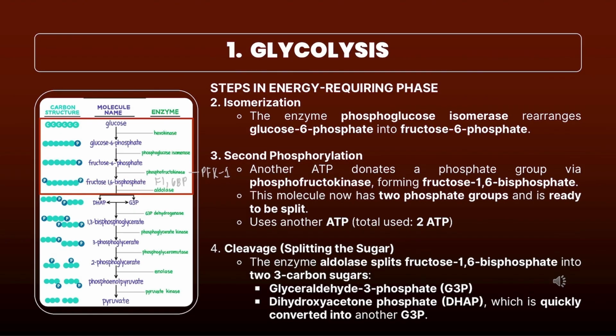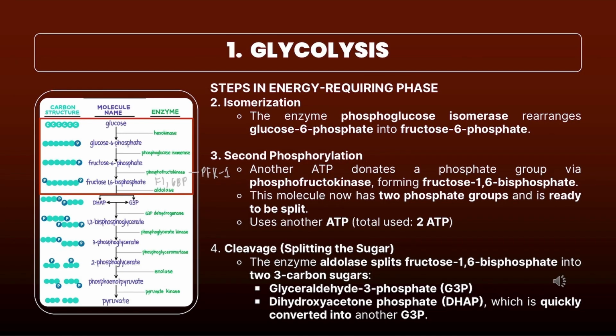So this molecule now has two phosphate groups, one on each end. Because of that, it makes it very unstable, and because of this, it will also be ready to split in half. It will use another ATP, bringing the total ATP used so far to 2. Okay, so in the second phosphorylation, we will use 2 ATP.